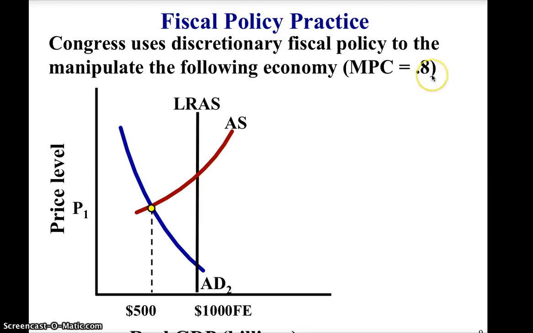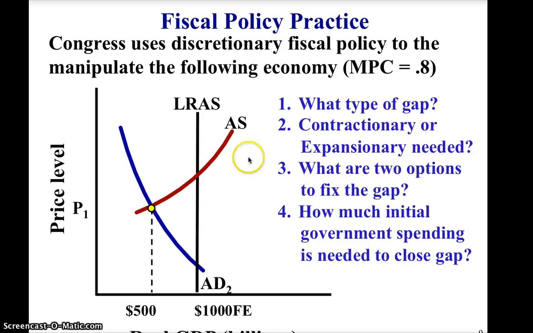If the MPC is 0.8, it means the MPS is 0.2, and that means the multiplier, if you do 1 over 0.2, is going to be 5. So we know that the spending multiplier is 5. So whatever the government spends to close this gap is going to be multiplied by 5. So what should we do? Well, we already established this.